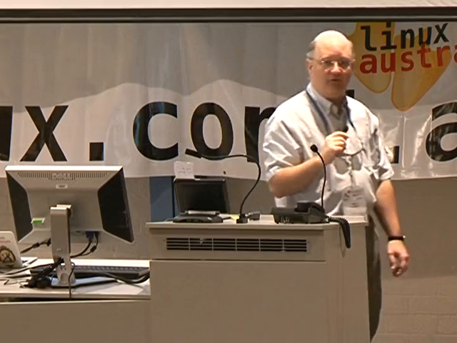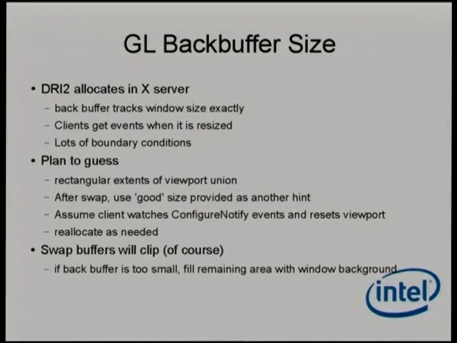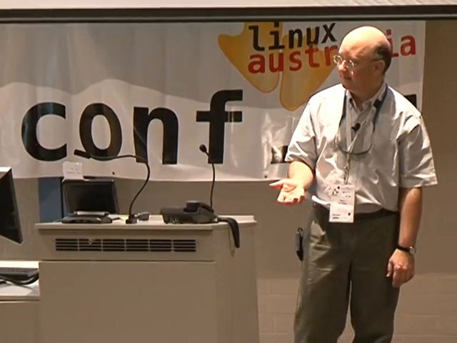So the problem with the GL API is that the GL API contains no information to the driver about how big the window is. On DRI2, the buffers are allocated in the X server. The X server knows all about your window size. And the clients get a nice event when the back buffer is resized. As we talked about, there's a huge number of boundary conditions. It's a disaster. But we don't have any actual information about the window size, so we're going to have to guess. And we're going to use a collection of GL APIs that are going to give us some notion of what the actual window size is.